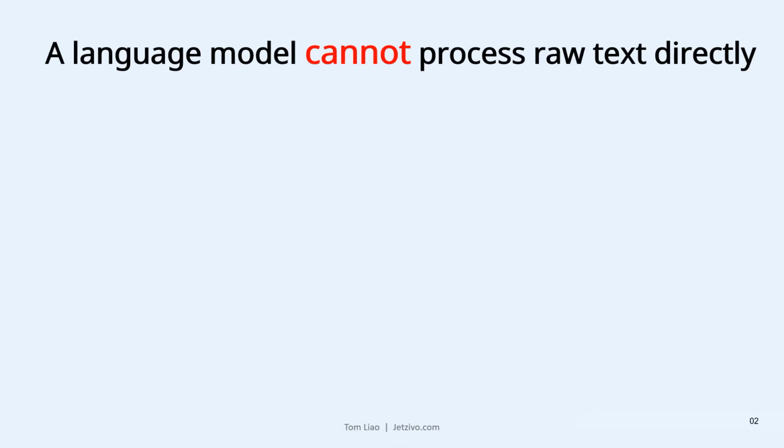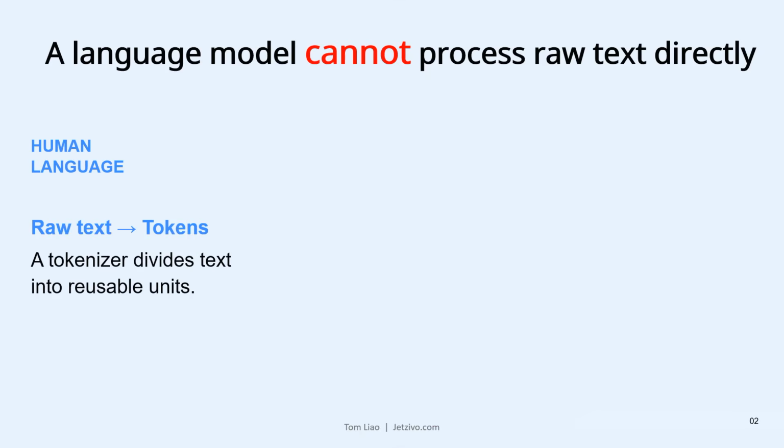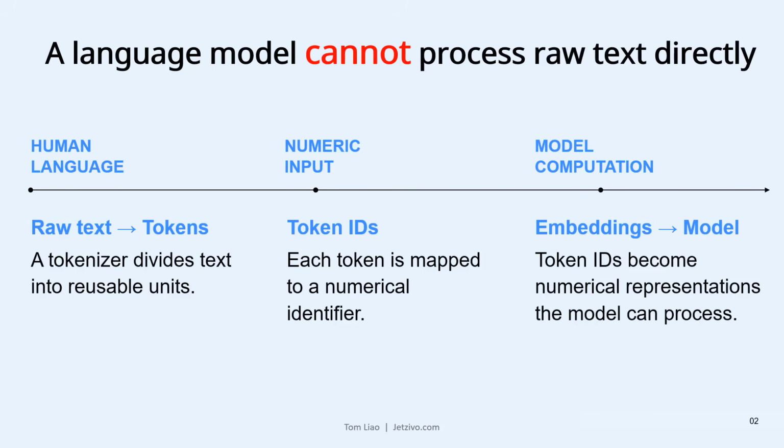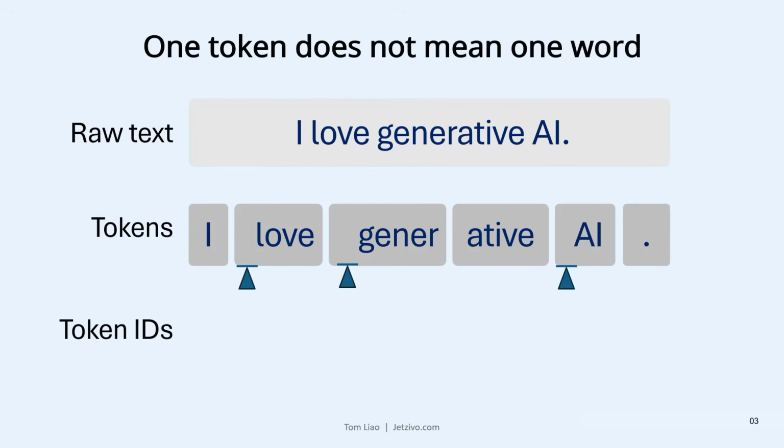When you type a prompt into a generative AI application, the model does not receive the sentence in the same way that you read it, because it cannot process raw text directly. The text must first be divided into tokens. Each token is then mapped to a numeric identifier called a token ID. The model's embedding layer converts these token IDs into numerical representations that the neural network can process. By converting raw text into token IDs, tokenization bridges human language and model computation. This is how tokenization works.